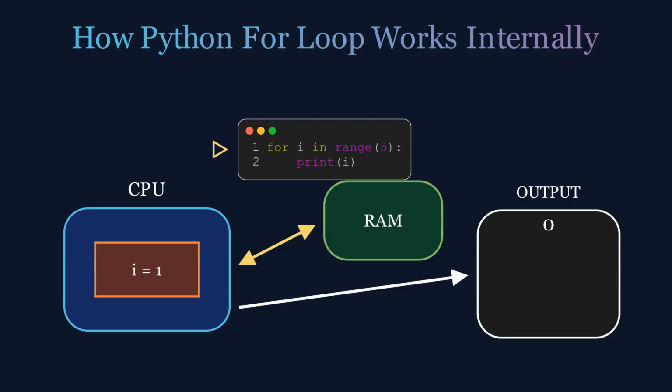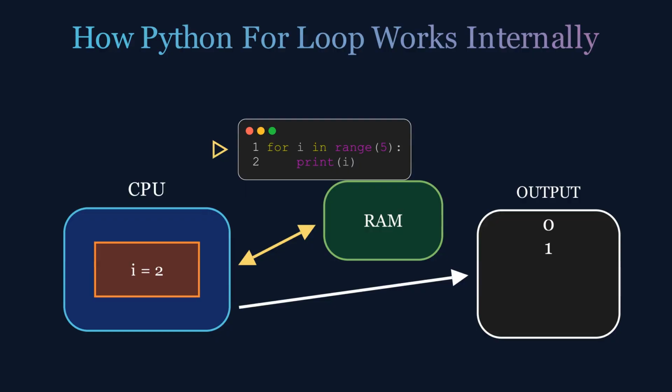The CPU sets the value of i to 1 inside the register. The value is stored in RAM. The CPU loads the value from RAM into the register. Then the CPU sends the value to the output terminal.